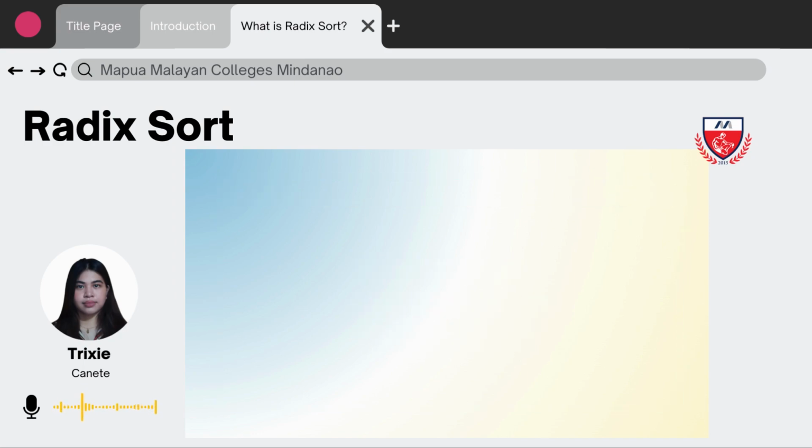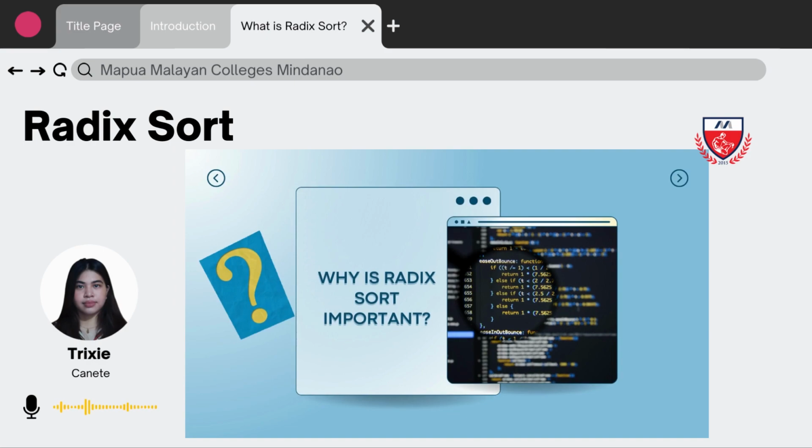Now, first, let's understand why sorting is so important. In computer science and everyday life, we frequently encounter data that needs to be arranged in a specific order, whether it's a list of names, numbers, or any other information. Efficient sorting is the key to optimizing search and retrieval operations.